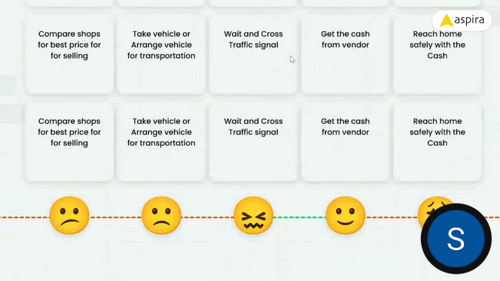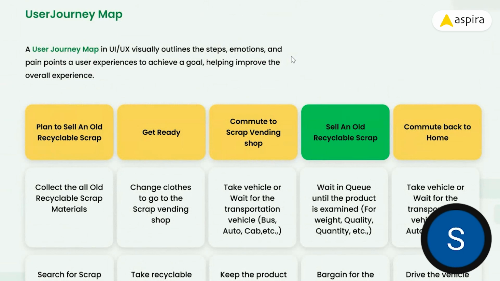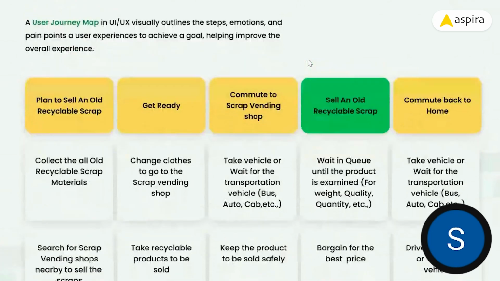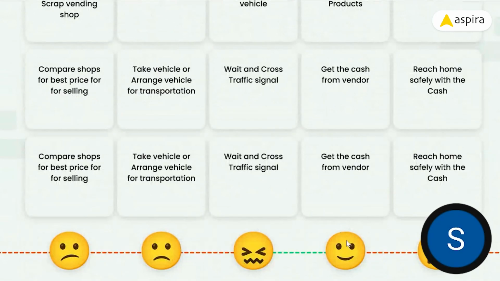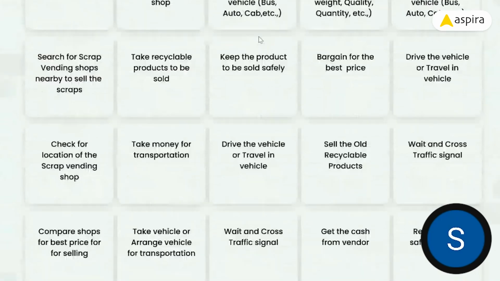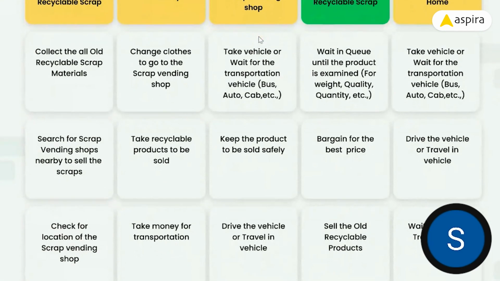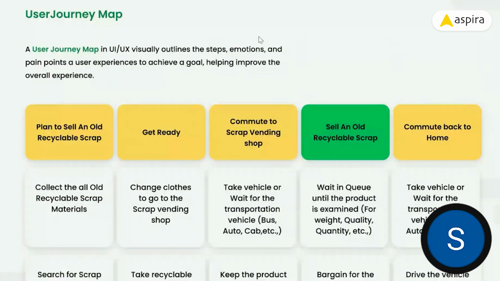And the very first step is empathize, which is basically understanding the user, what they need and what they don't. And for that, I have mapped the user journey for the task to sell the old recycled scraps. And this is the user journey I have created, and the user emotion is also mapped, and the frustration is found at the point where they commute to the scrap vendor shop, and it's difficult to find a very good scrap vendor shop nearby. And this is the user journey map.